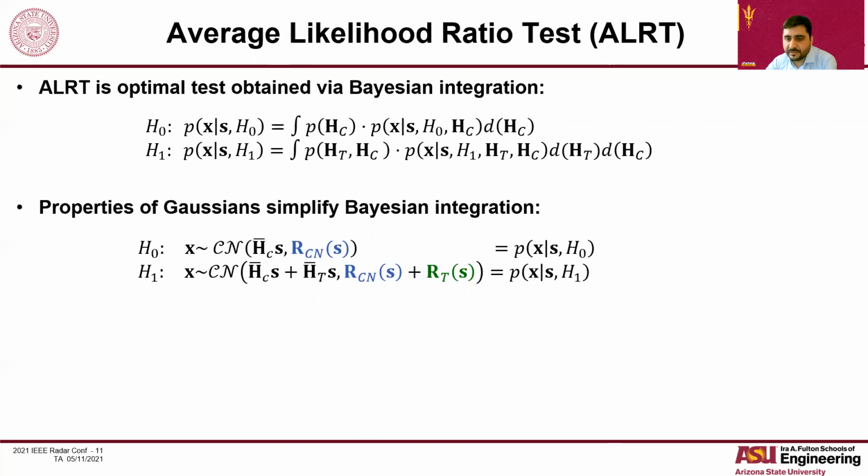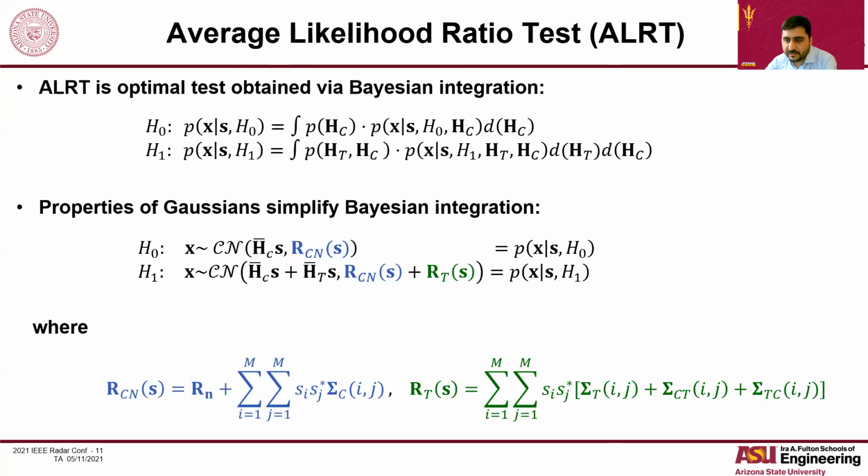And all we have to do is find the mean and covariance of the data under each hypothesis, which is shown over here. Here, R sub Cn is the contribution to the covariance due to the system noise and clutter component, and notice that it depends on the waveform. R sub Ct is the contribution to the covariance due to the presence of the target. Notice that the covariance part of the target depends not only on sigma sub t, but also on the cross correlation of the target and clutter channel matrices. The expressions for these sigmas were shown on the previous slide.